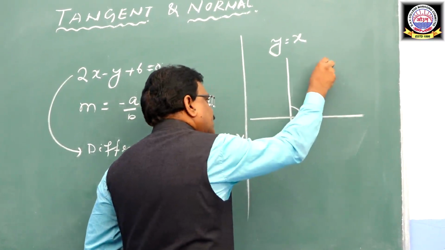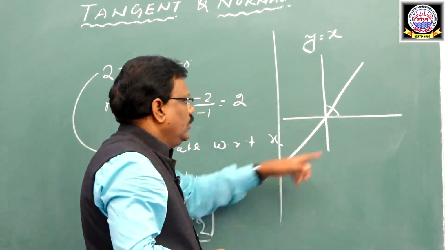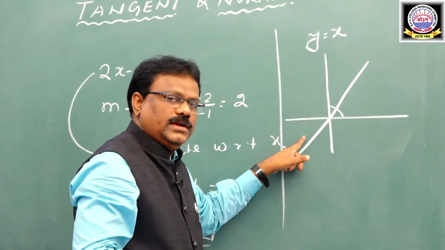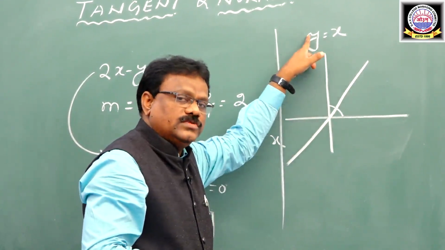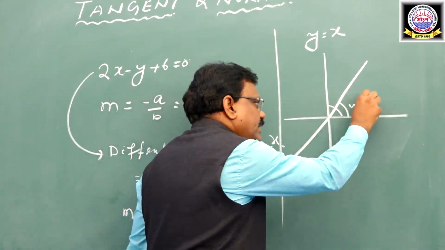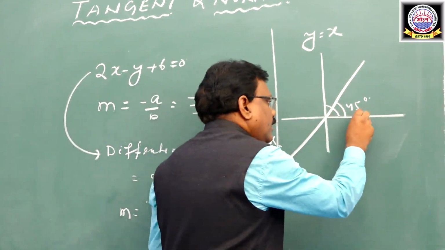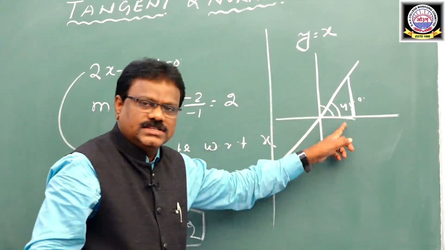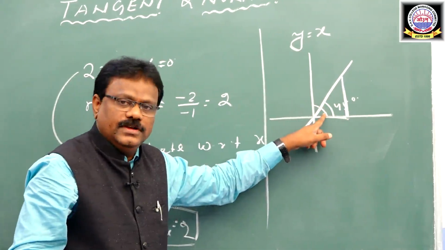The graph of the function is like this. It is symmetrical about the x-axis, so it lies in the first quadrant and the third quadrant, because whatever value of x you put, y will be the same. So obviously this will be 45 degrees, because if you take x equal to 1, then y will be 1. So it is an isosceles right angle triangle, which means this angle will be 45 degrees.